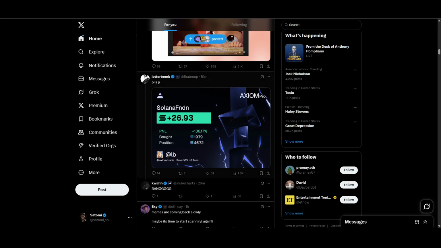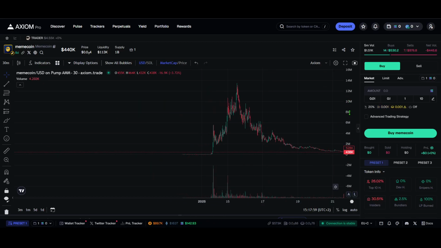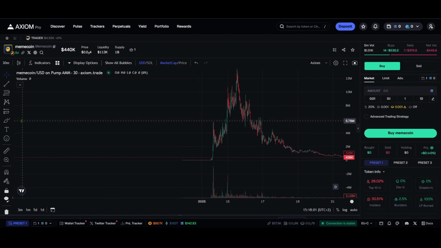If you've traded meme coins in the last few months, you've probably seen a lot of these P&Ls in your X timeline. Today I'm going to show you how you can easily find the wallets of the people who post these P&Ls by looking at how much they bought and how much they sold for. It's actually pretty easy.